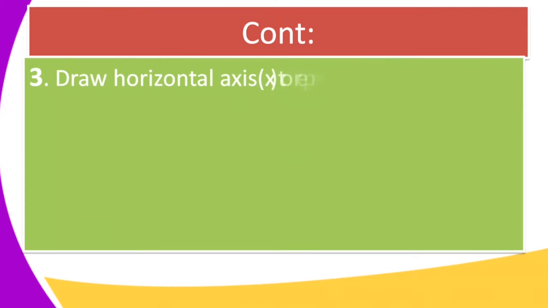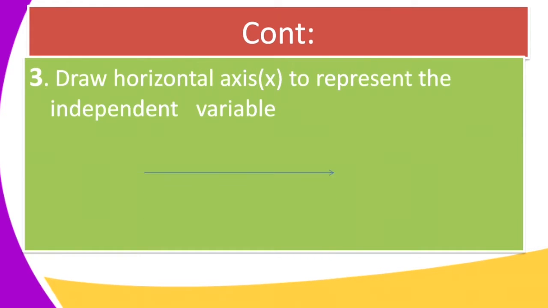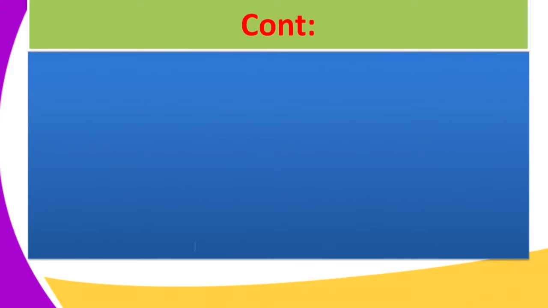Step number 3, you draw the horizontal axis to represent the independent variable. What we label our line in this step is the x-axis, and the x-axis contains the years according to our diagram. So labeling it will enable easy computation of the data that we are going to compile to form a graph.